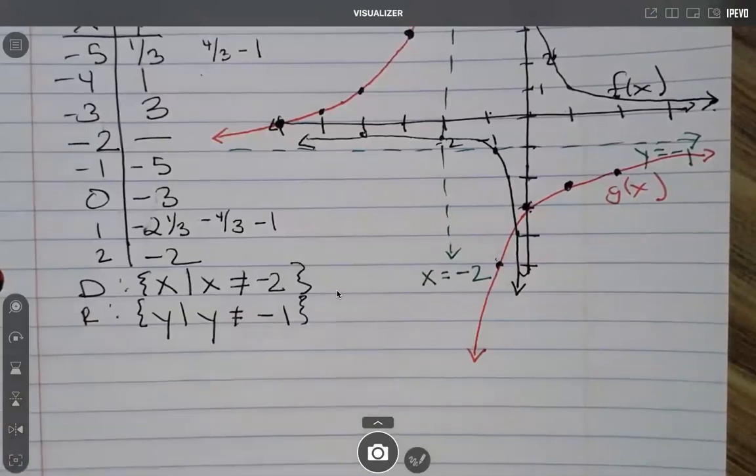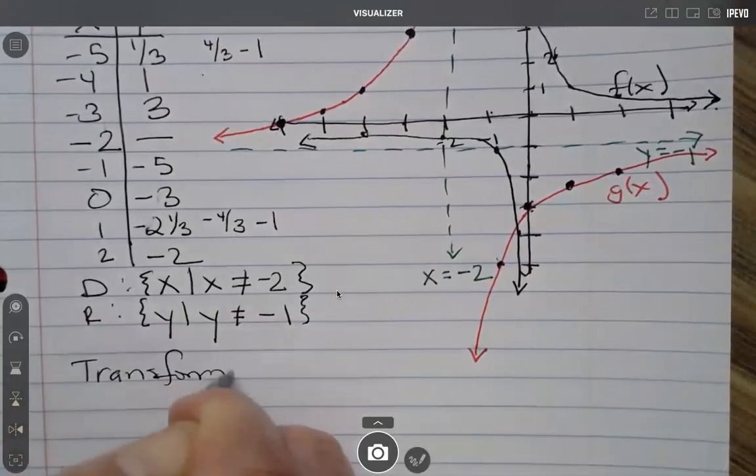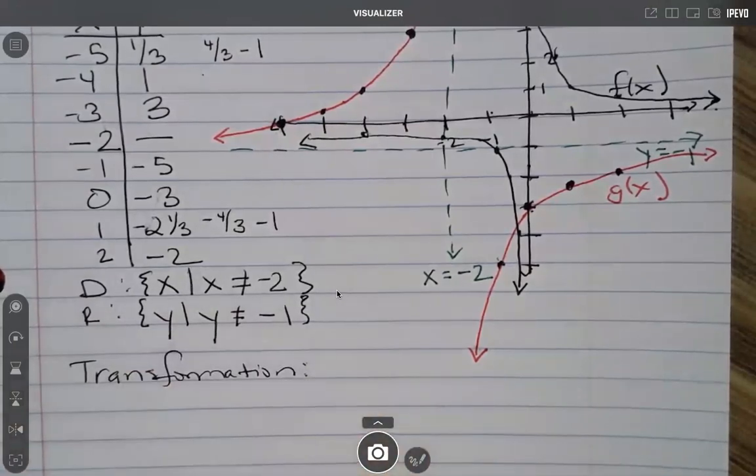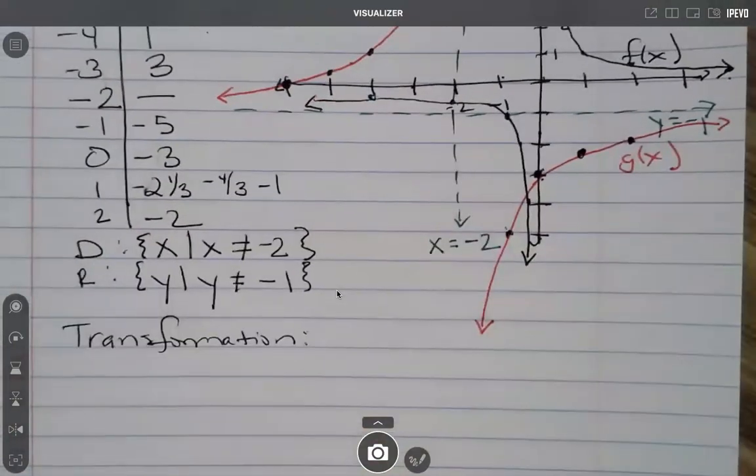Okay, are we done? Write the transformation. Correct. Math makes sense. I want you to do well. So what am I missing? Transformations. Tell me the transformation.